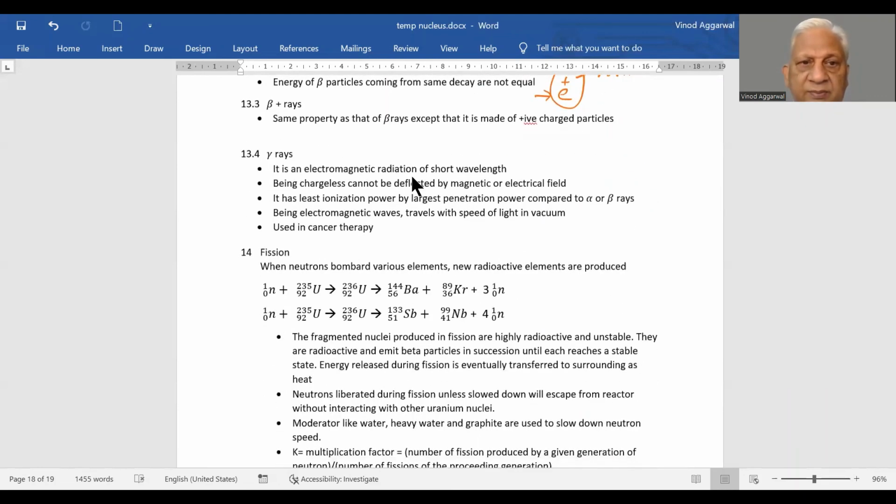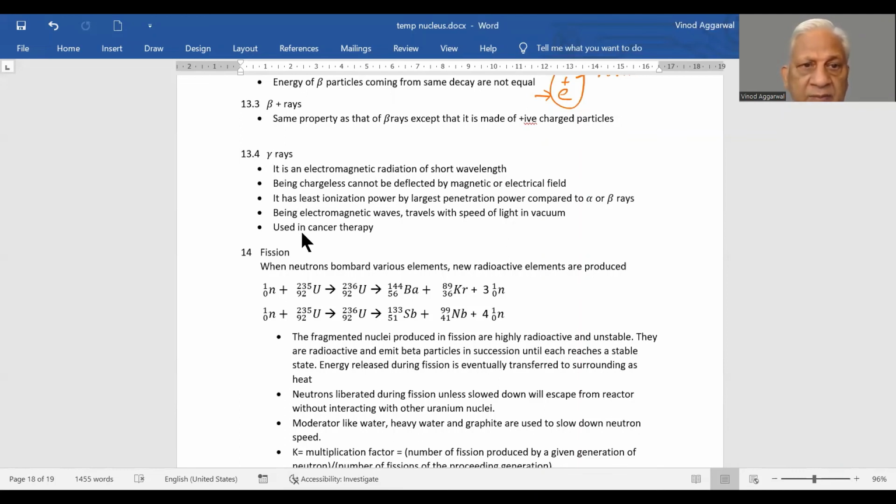Gamma rays, we have seen that it is the only ray which is electromagnetic in nature. Since there is no charge in gamma rays, it's purely energy. So obviously it cannot be deflected by a magnetic or electrical field. It has no charge, so it has the least ionization power compared to alpha or beta. Since it is an electromagnetic wave, it can travel at the speed of light in vacuum.